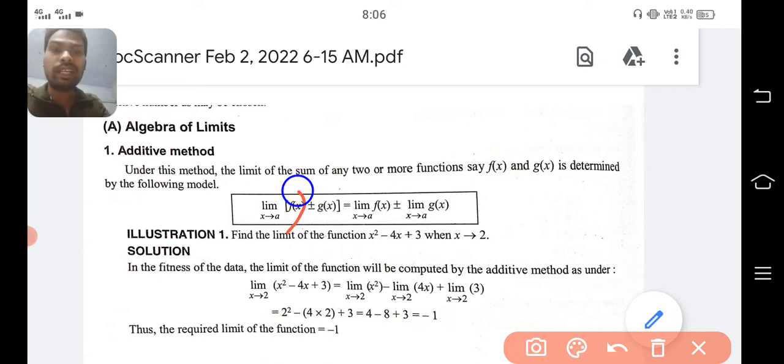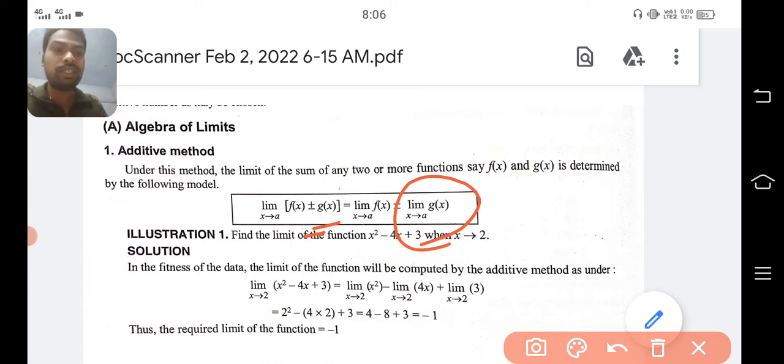For the f(x) term we take a separate limit, limit as x tends to a of f(x), and whatever the sign is, if plus is given you put plus, and if the minus sign is given you put the minus sign. Clear? Then I have taken the limit for the next term, that is g(x), as well. So if plus or minus signs are given in combination, we take the limit of each term separately.